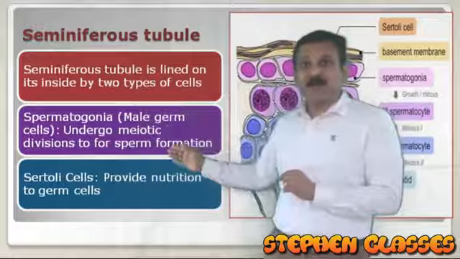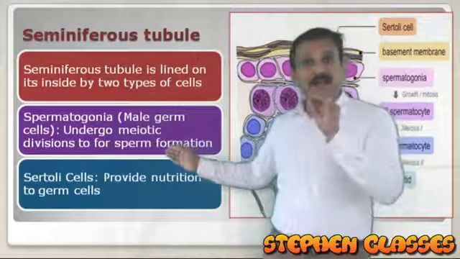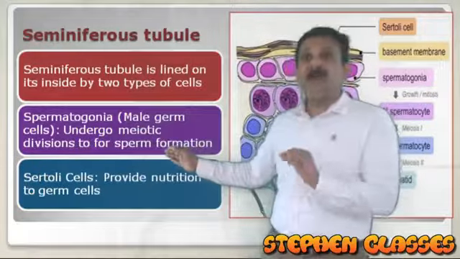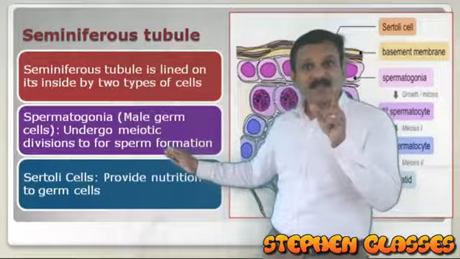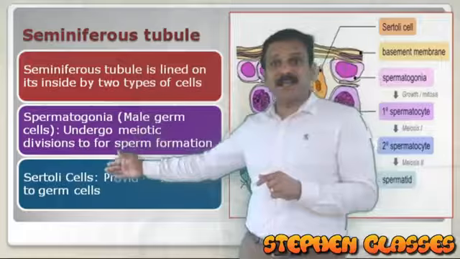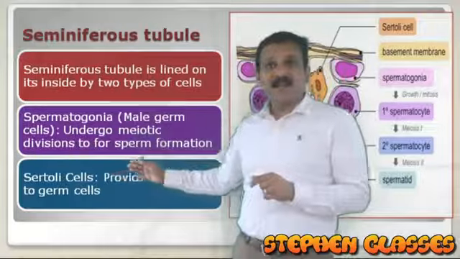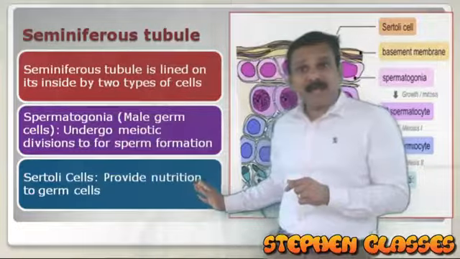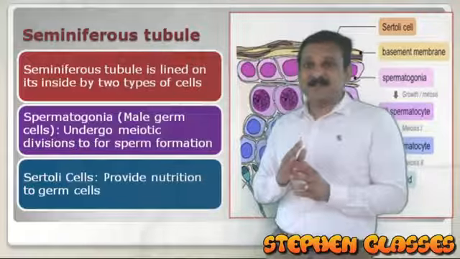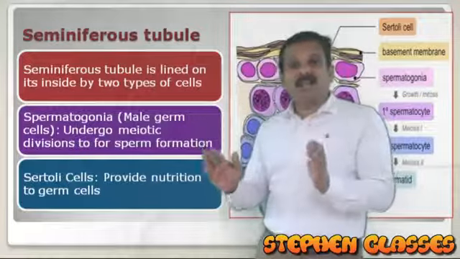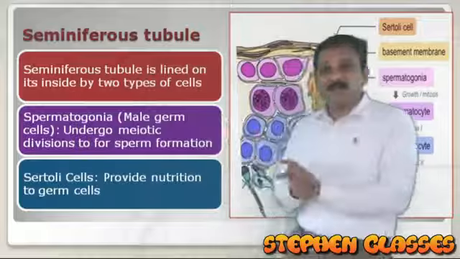Spermatogonia undergo meiotic division, or reduction division, to form the sperm cells, or the male gamete. You got it? Now what about the Sertoli cells? Sertoli cells provide nourishment or nutrition to the developing sperm cells. So all the nourishment will be provided by Sertoli cells.